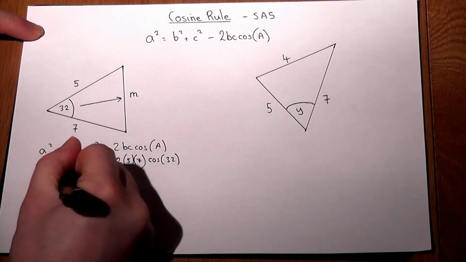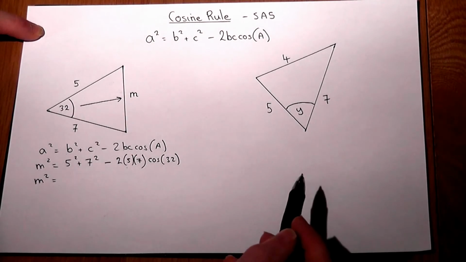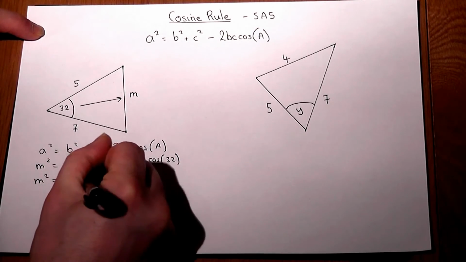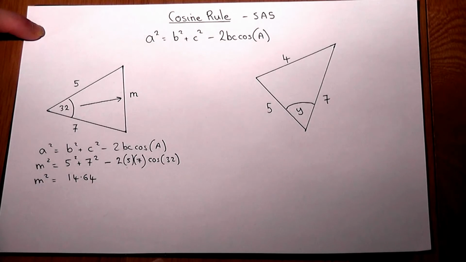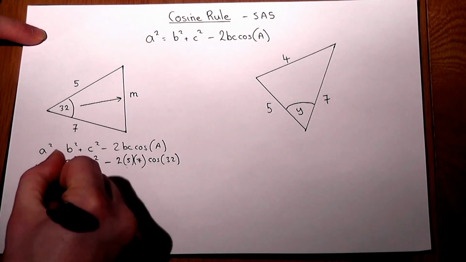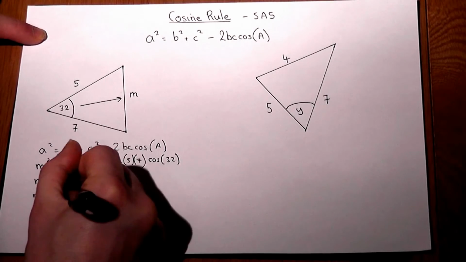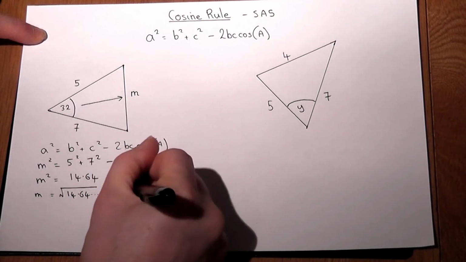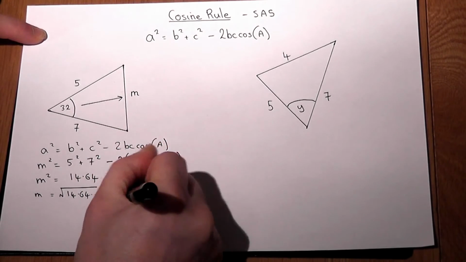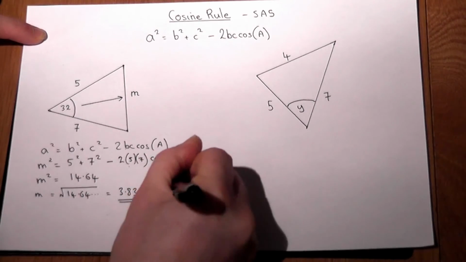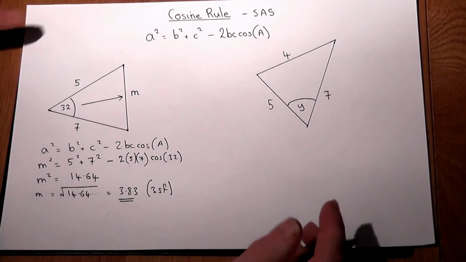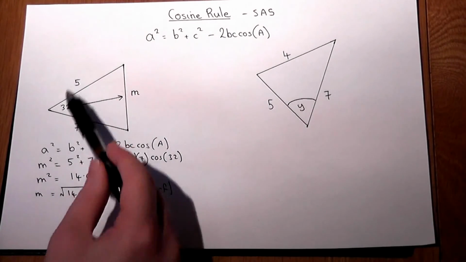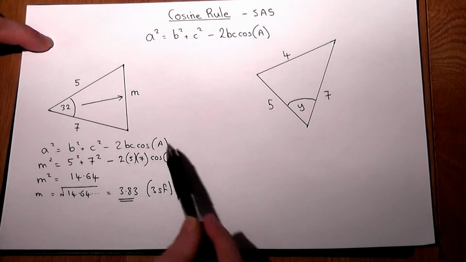And to work out m squared, you just input that formula into your calculator. Press enter, and we get 14.64 to 4 SF. Then to find what m is, we just have to work out the square root of that particular answer. And we get 3.83 to 3 SF. So again, to find a side opposite an angle when it's contained within two known sides, we use the cosine rule.